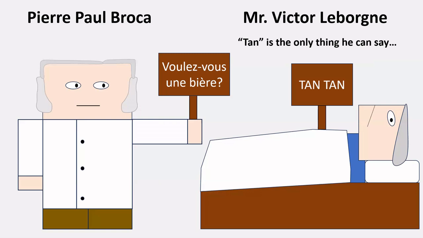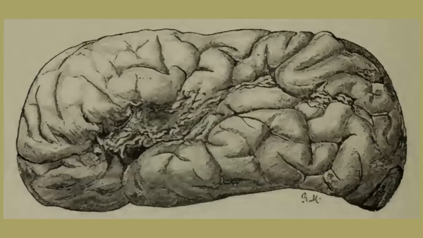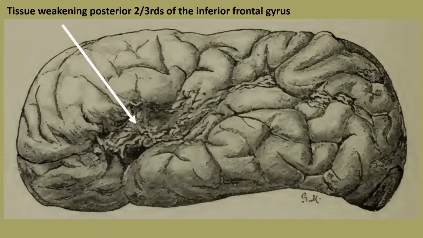So unfortunately, Mr. Victor Le Borgne died because of gangrene, and Pierre-Paul Broca did what anyone would do under these circumstances. He performed an autopsy of the brain, and he discovered something peculiar. The brain had a lesion, a softening, as it was called in the study of Pierre-Paul Broca. So basically an area of tissue loss and gliosis, and something must have happened there. So whatever it was, no ideas. Was it a stroke? Well, the clinical history doesn't sound like it was an acute event, but whatever.